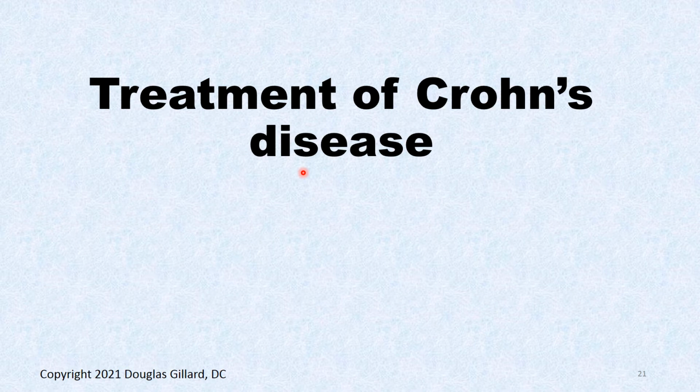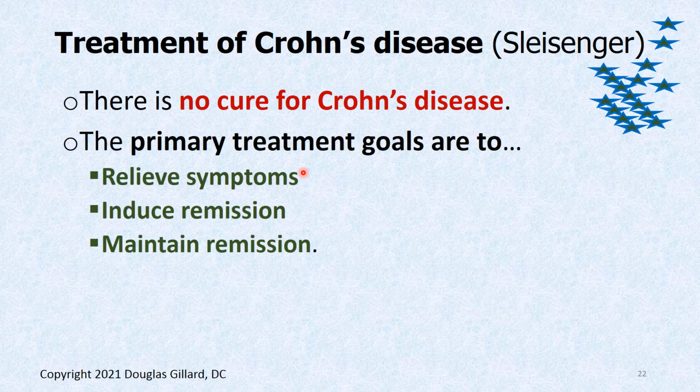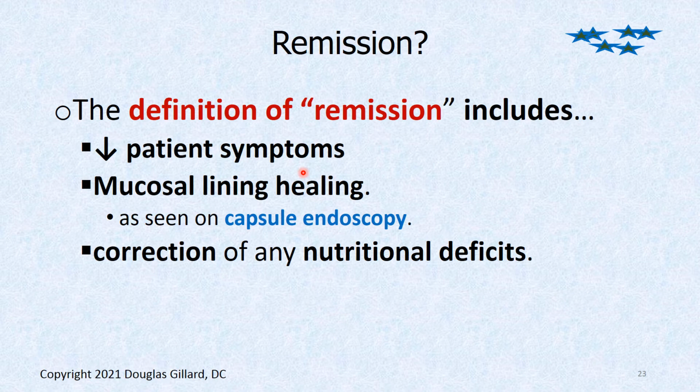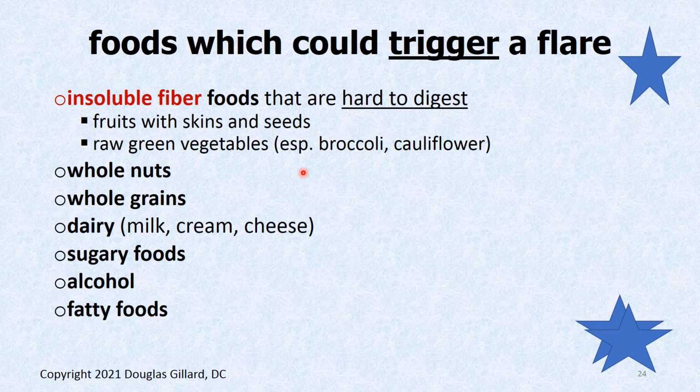Treatment of Crohn's disease. So how do you treat this? What's the cure for Crohn's disease? There is no cure. The best you can do is fight the symptoms of it and try to get it into remission and try to keep it in remission. So what's the definition of remission? Well, no more patient symptoms, and then you go down with an endoscope or a capsule endoscopy and look. And if all the aphthous ulcers are healed and no more oozing, then you're in remission. And now the job is to keep you in remission.